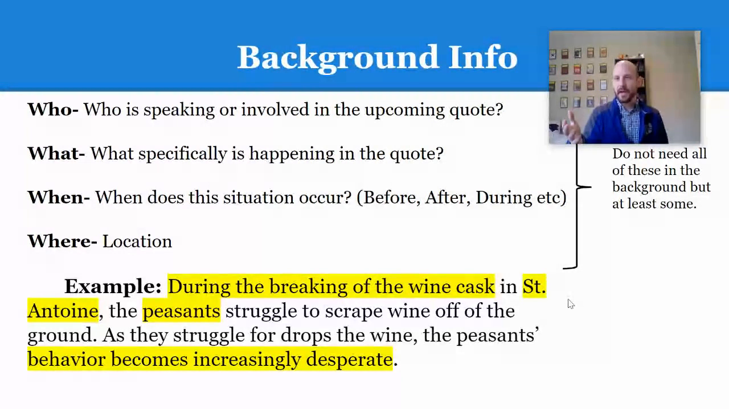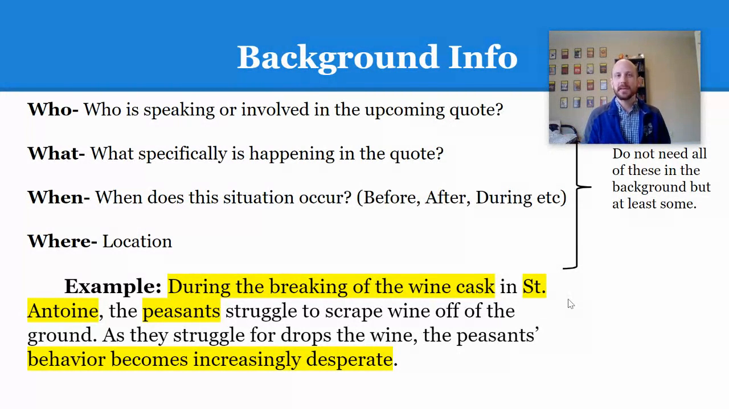During the break-in of the wine cask, when is this happening? Saint Antoine, where is it happening? The peasant, who is it concerning? And the behavior becomes increasingly desperate is the what is happening in the evidence prior to showing it. So this is an example of what you should ask yourself. You don't need to include all of these pieces of information, but you should include some of these.